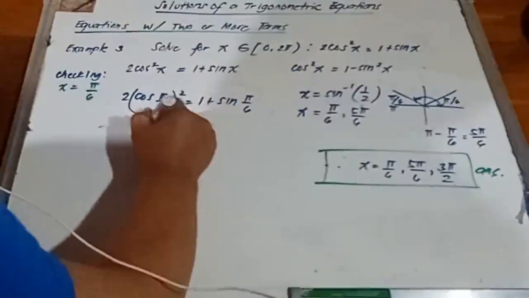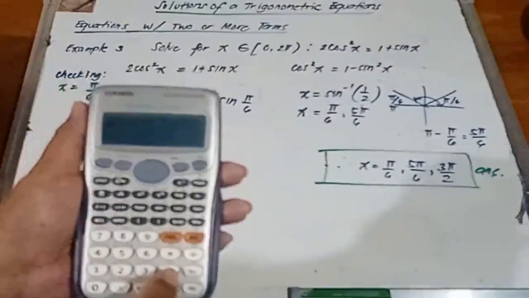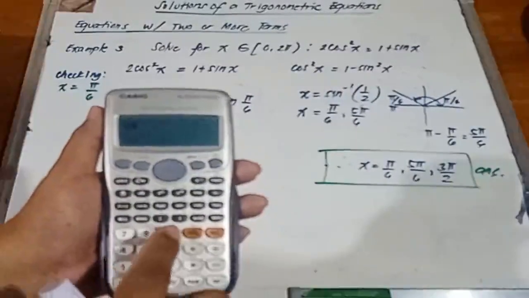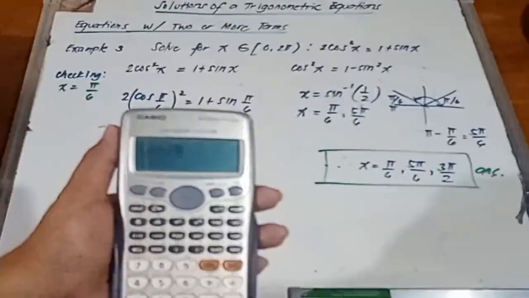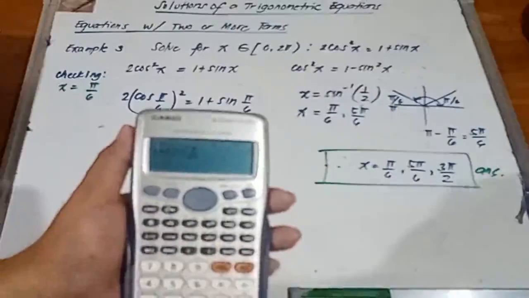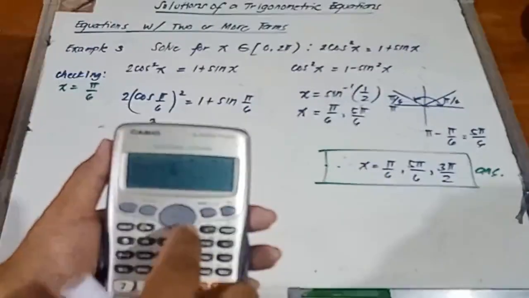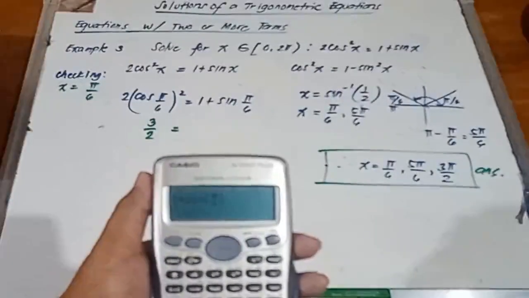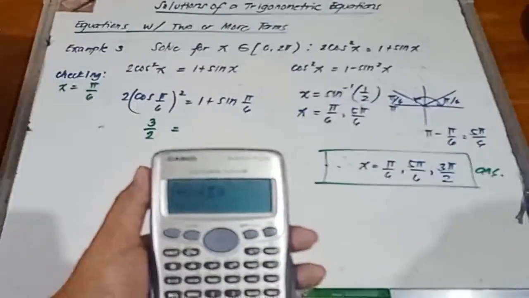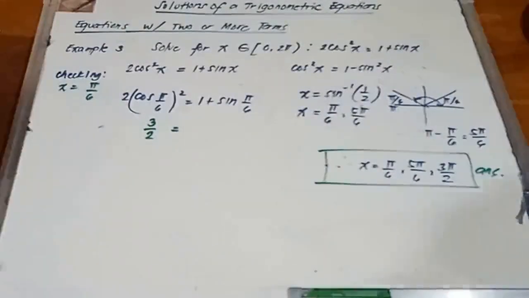3 halves to. Ito naman nasa kanan. Ganun din gagawin natin. 1 plus sine fraction shift pi arrow down 6. Arrow to the right. Ito na naka-display. Okay, make sure lang nasa radian mode kayo. Press equals. 3 halves din. So, tama.